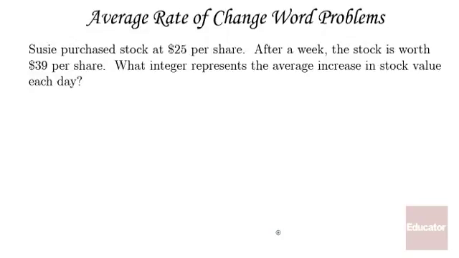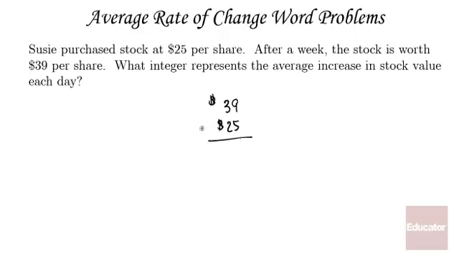Here's another average rate of change word problem. Susie purchased stock at $25 per share. After a week, the stock is worth $39 per share. What integer represents the average increase in stock value each day? All right, so right now Susie's stock is $25. And then a week later, her stock moves up in value and becomes $39. Let's find out how much her stock has gone up.